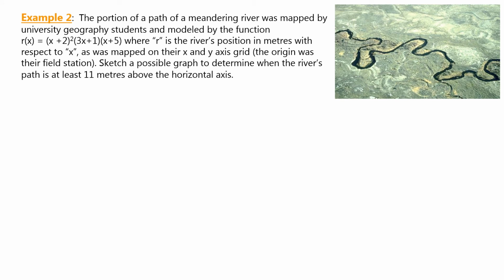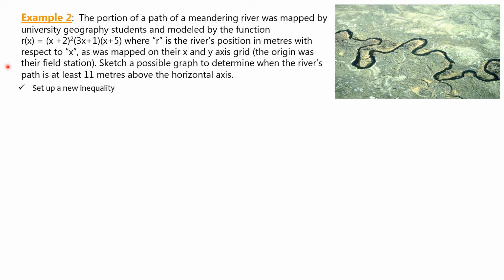Let's do a word problem. The portion of a path of a meandering river was mapped by university geography students and modeled by this function, where r is the river's position in meters with respect to x, which was mapped on their grid. So they have put this on a grid, maybe their y-axis is here, and their x-axis is here, and this is the function. Sketch a possible graph to determine when the river's path is 11 meters above the horizontal surface.